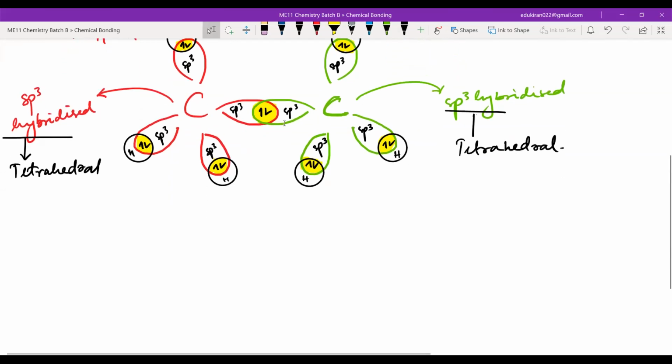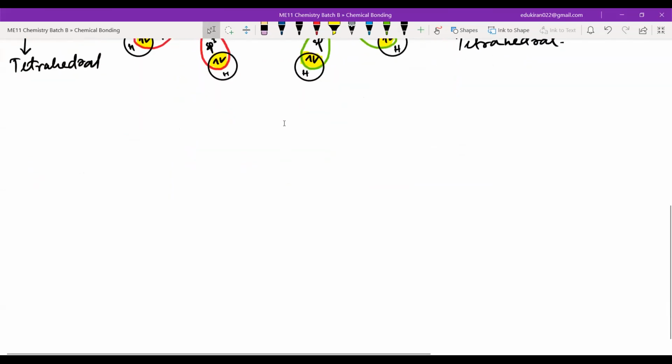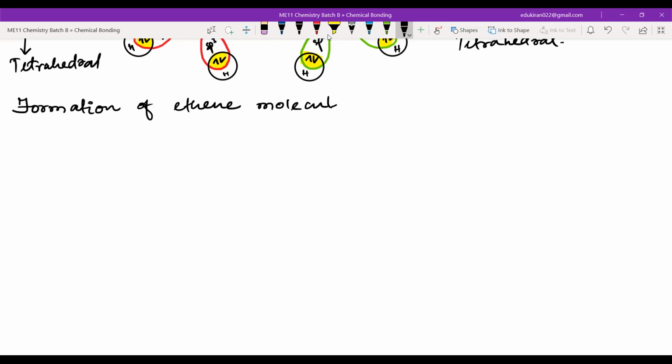Now, we will do the same treatment of the valence bond theory or hybridization on the formation of the ethene molecule. So please write with me. Formation of ethene molecule. Eth means 2 carbons, and ene means there is a double bond between these 2 carbon atoms, and carbon has a valency of 4. That is why there will be 2 hydrogens on each carbon to make it 4 bonds.